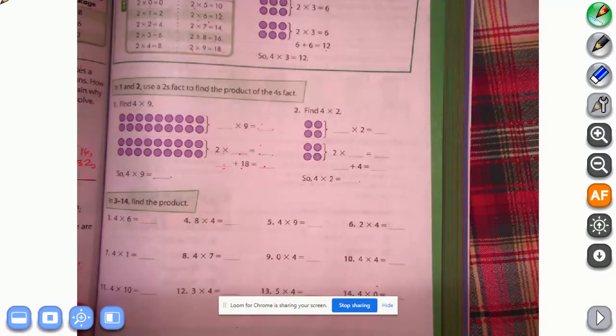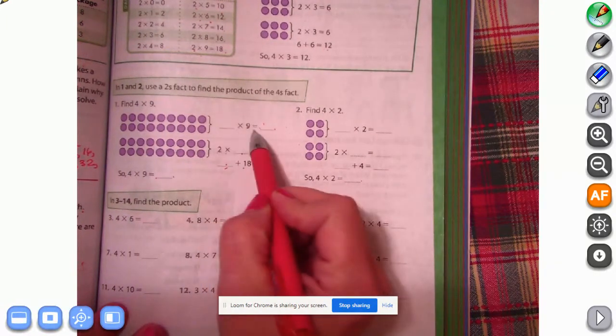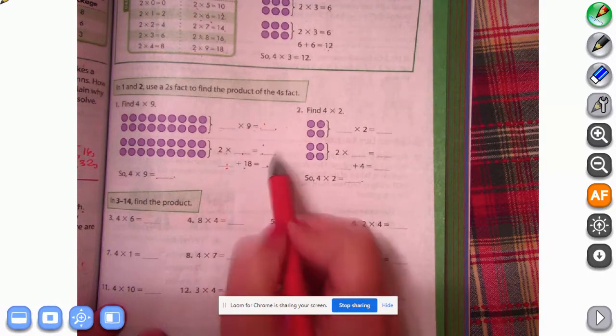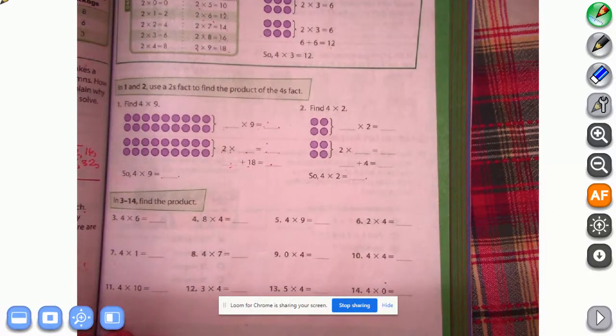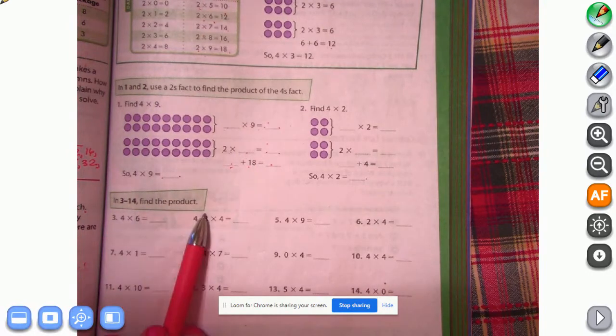Therefore, 4 times 9 equals. Okay, so in this one, they filled out part of it. What's missing? In this one, they filled out part. What's missing? Same thing here, 4 times 2. And then it says find the product here.